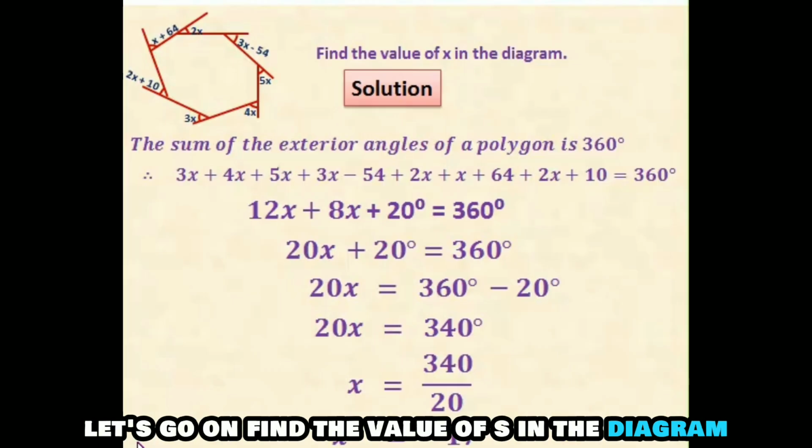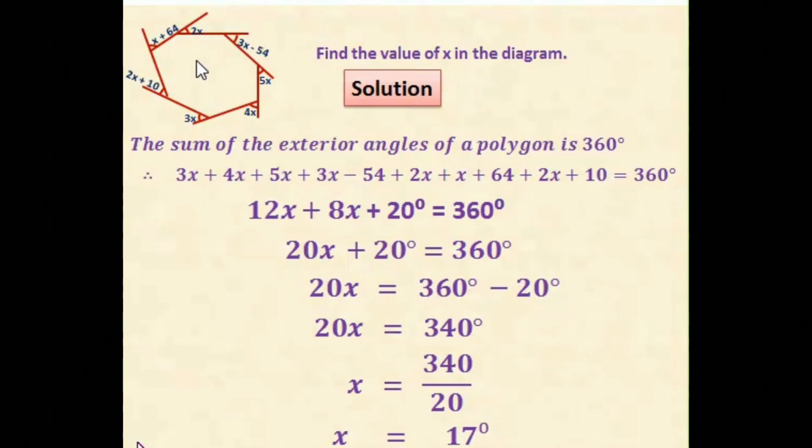Find the value of x in the diagram. Look at the diagram. Now the sum of the exterior angles of a polygon is 360 degrees. So if you total all of these, it should give you 360 degrees. Add all of them. You will now have 20x plus 20 degrees is equal to 360 degrees. So 20x is equal to 340 degrees. X, therefore, is equal to 17 degrees.